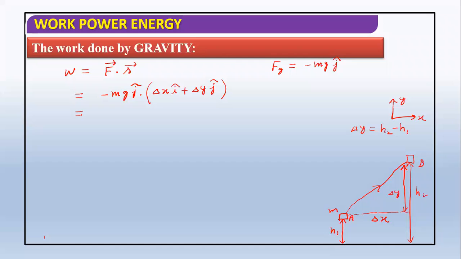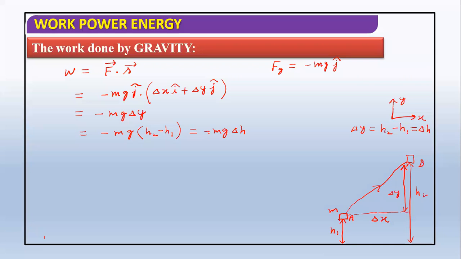Now you take the dot product. You can see the i cap part is not there, so only j cap will multiply. So we are going to get minus mg delta y, which is the same as minus mg (h2 minus h1), or change of height. What is the meaning of this expression? You can see that work done is mg into delta h, since delta y is the same as delta h. So it is change of height into mg with negative sign.